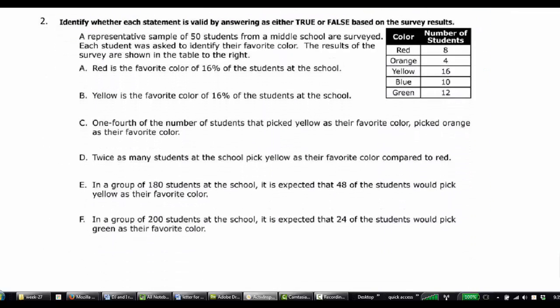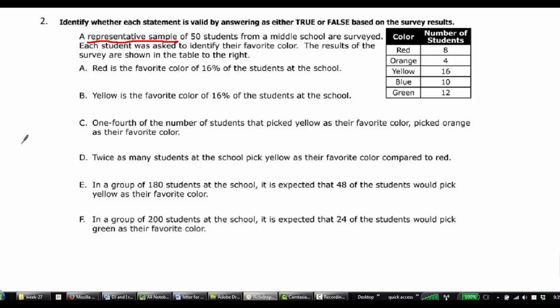All right, we're ready to do the second part now. So here we go. Once again, we're surveying middle school students, and they're telling us, this is important, they're telling us this is a representative sample. So we don't have to wonder that. They're telling us that's the case. They sampled 50 students, and they surveyed them about their favorite color, and they put all of that information into the table you see on the right.